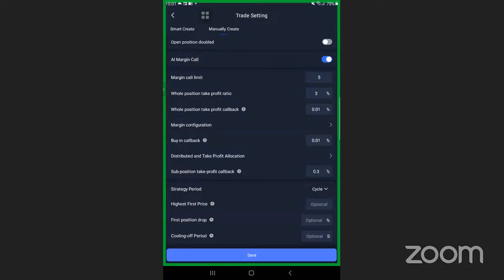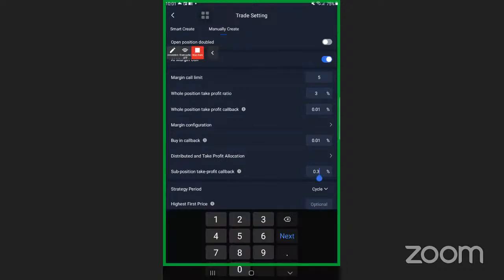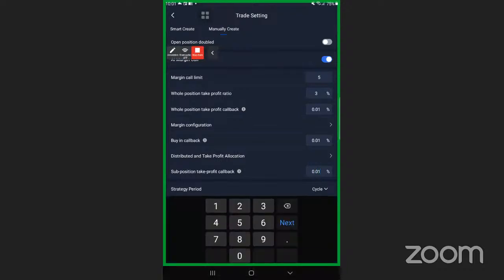All right. Now, since we are trading with 5 margin calls, it is also important to note that we're going to need what we call subposition take profit callback. So we are going to use the same here. What we have used as a whole position take profit callback, it is going to be the same with our sub position take profit callback here. I'm going to explain all this. Let's just put in.